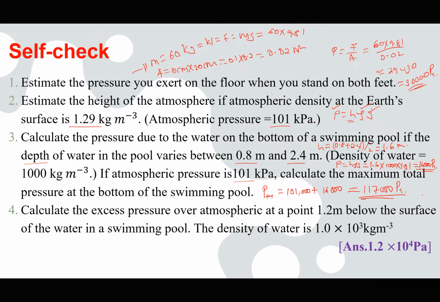Calculate the excess pressure over atmospheric at a point 1.2 meters below the surface of the water in a swimming pool. The density of water is this. So here they want the excess pressure over atmospheric. That is just a difference in pressure, which is going to be the difference in height h times density times g. They have given you the depth, we know the density, we know g. You just substitute.